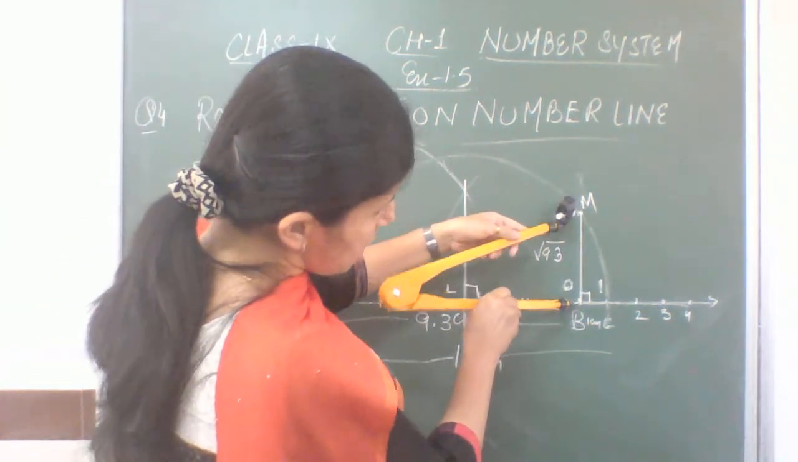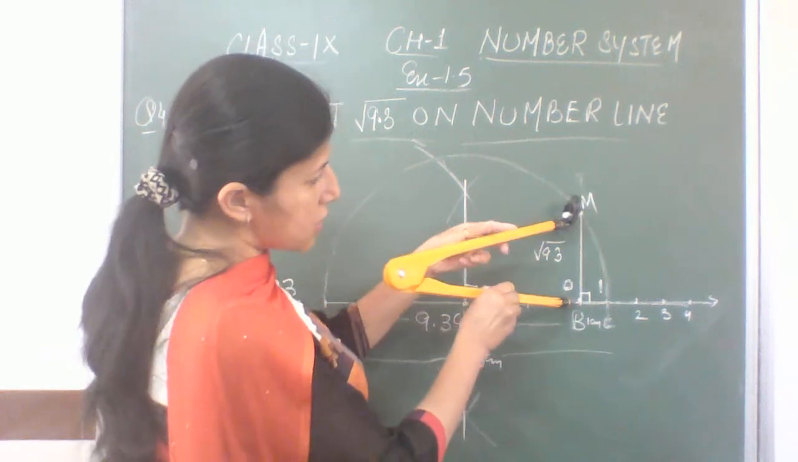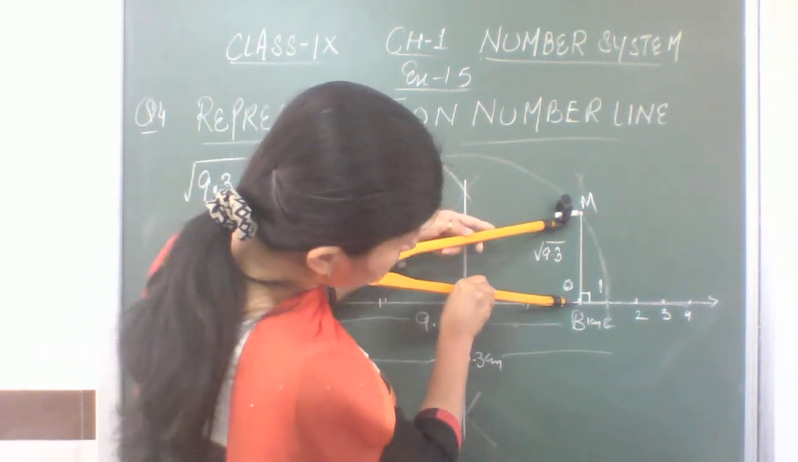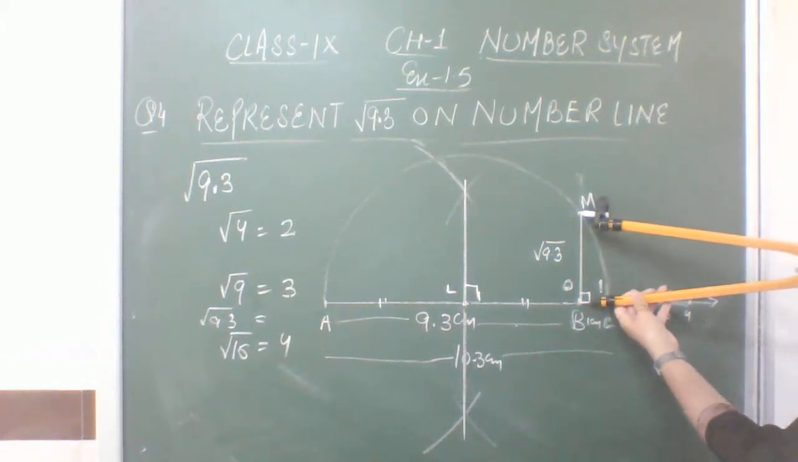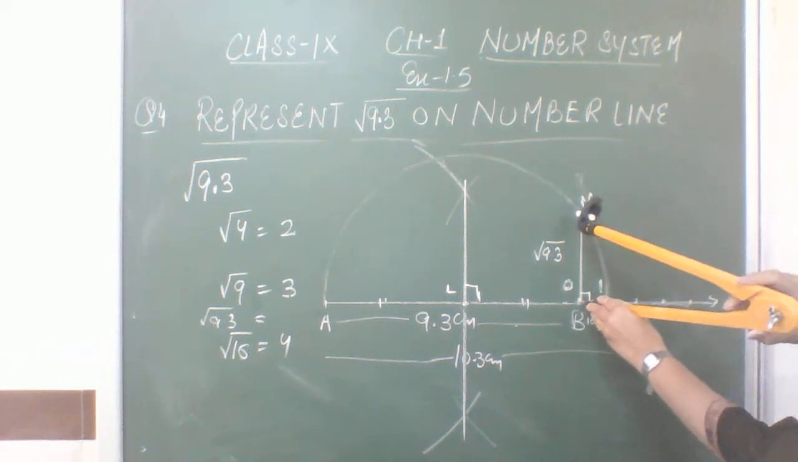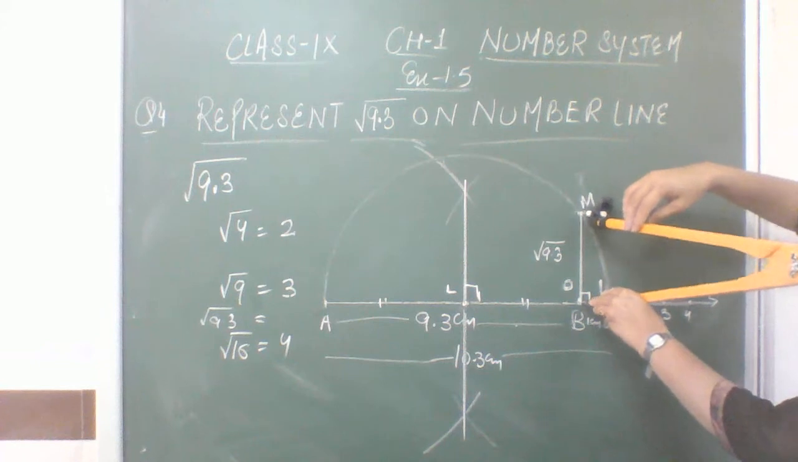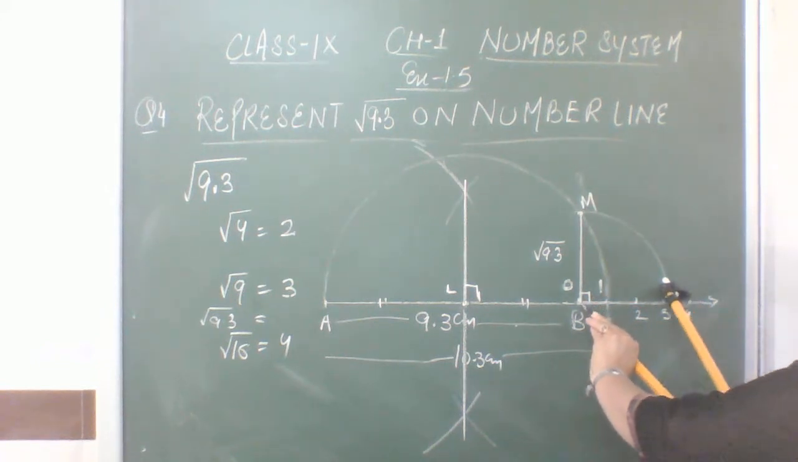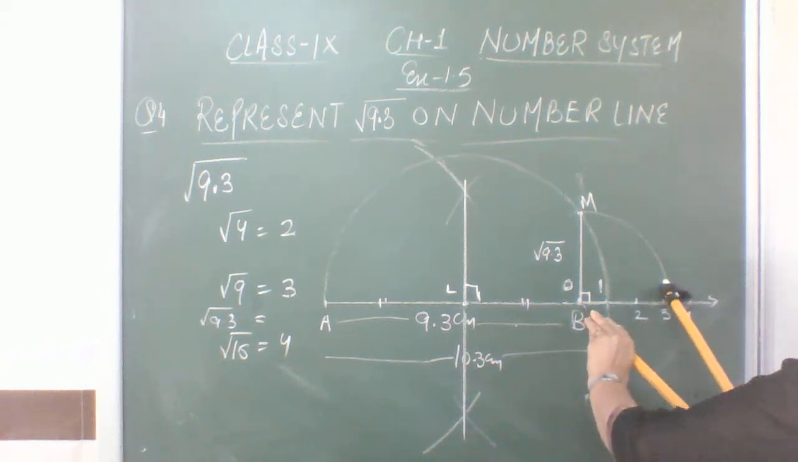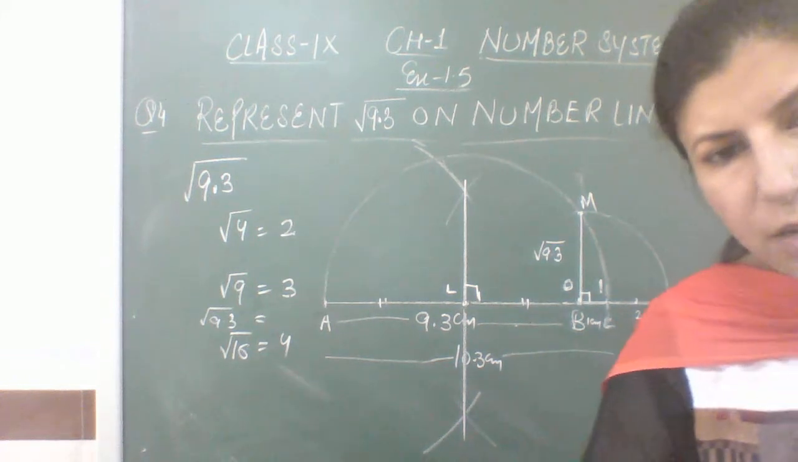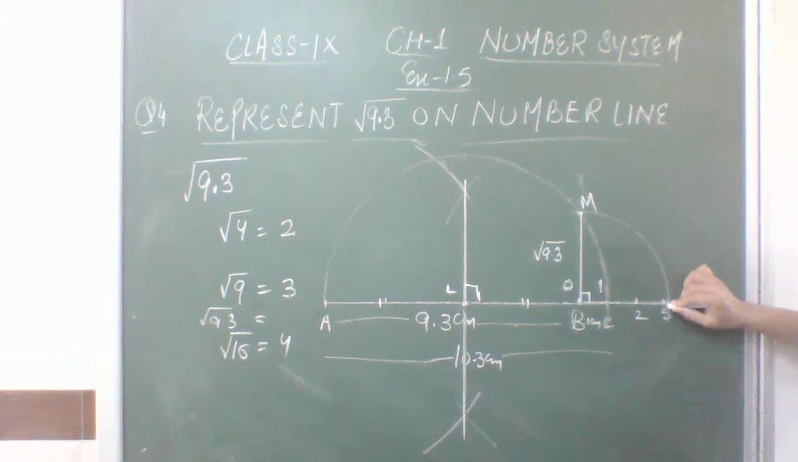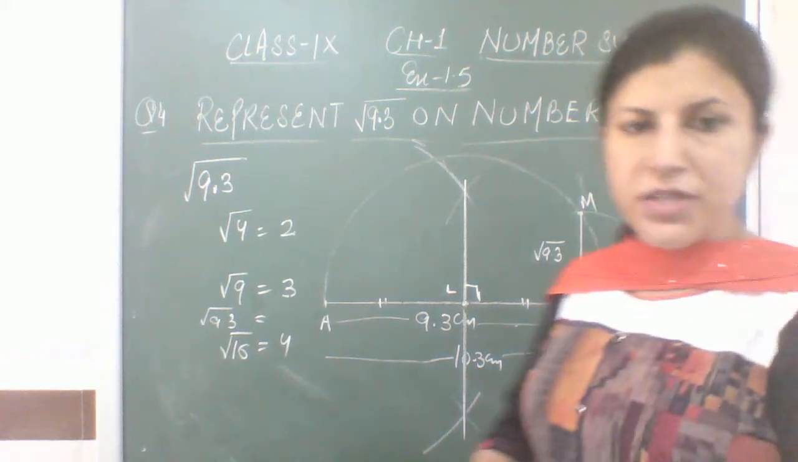You can see this, open your compass up to the radius of BM, up to this one length, right? Now drag it down on your number line. As you can see, this is close to 3, but it is lying between 3 and 4. Where it is intersecting our number line, that point is root 9.3 on the number line. Hope it is clear.